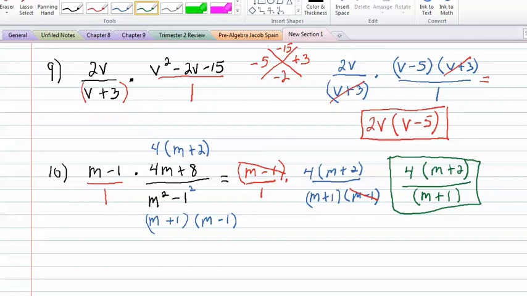Okay, so that is multiplying rational expressions. Do your homework on this, and then tomorrow we'll go through and we'll do division. It's pretty much like what we're doing, it's just we'll do division. All right, hopefully you got it.